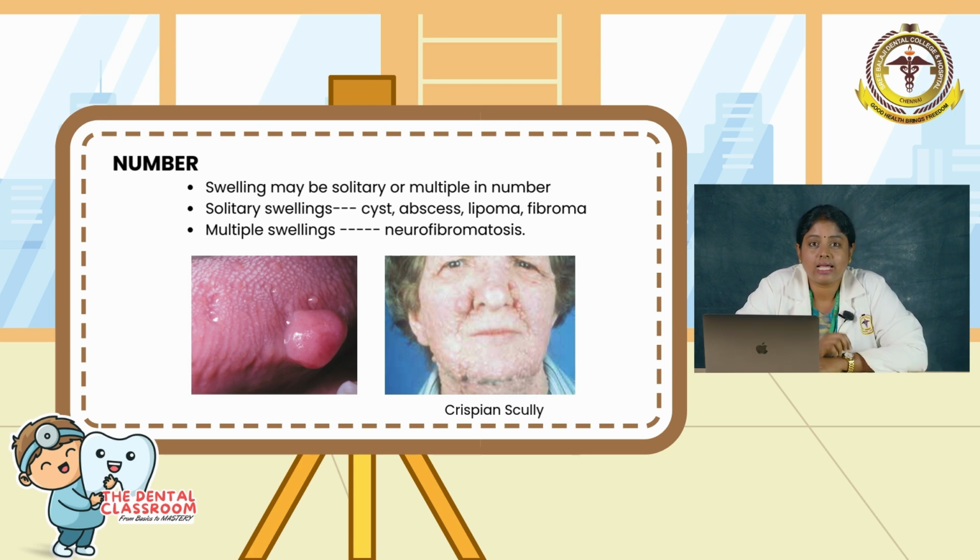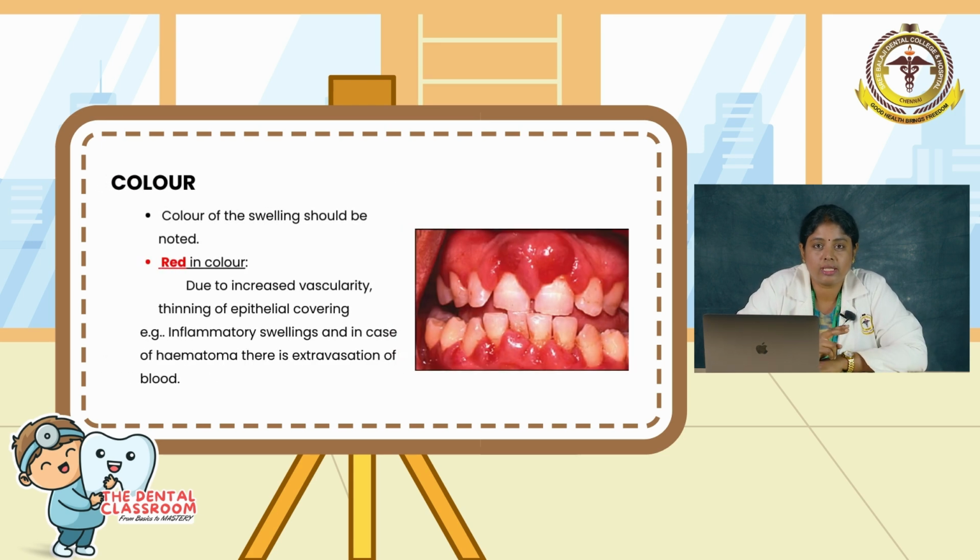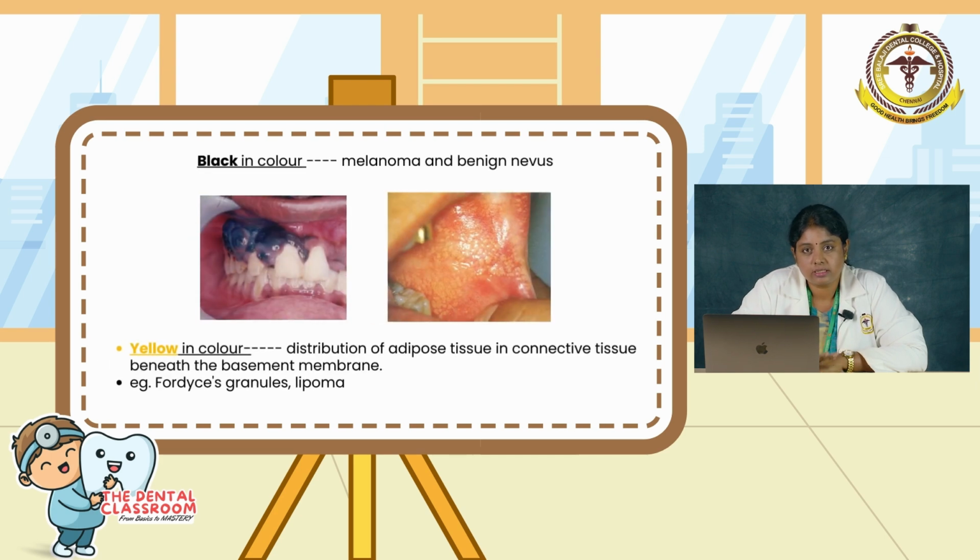The next is color of the swelling. Looking into the color, you can say what is the cause of the swelling. Red color swellings can be due to increased vascularity or pooling of blood. So those two swellings will give you a red hue. Black color swelling denotes that it is because of pigmentation. A very common example is melanoma or benign nevus, or sometimes even a necrotic swelling will have a black hue.